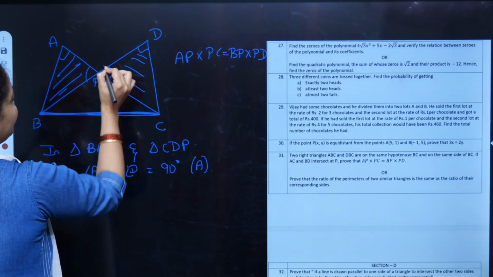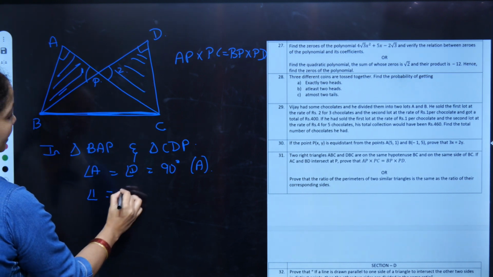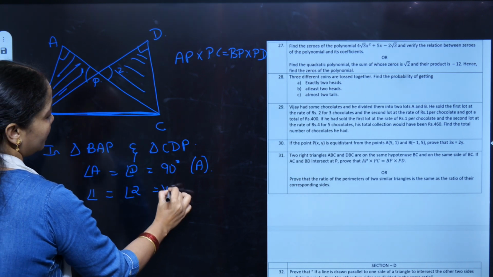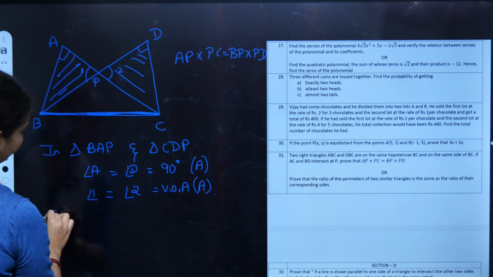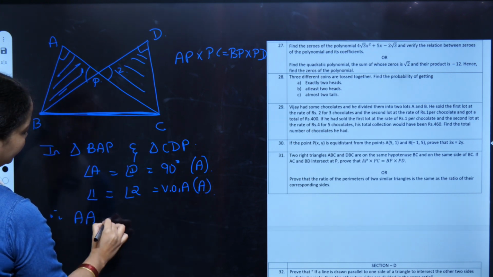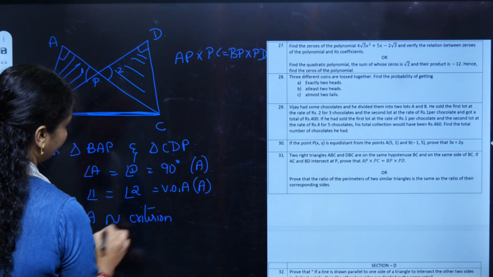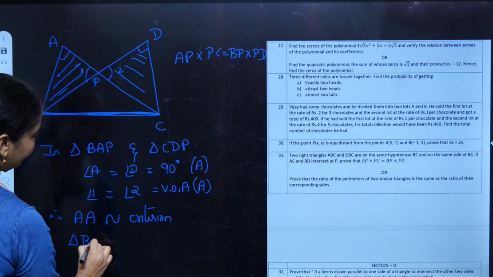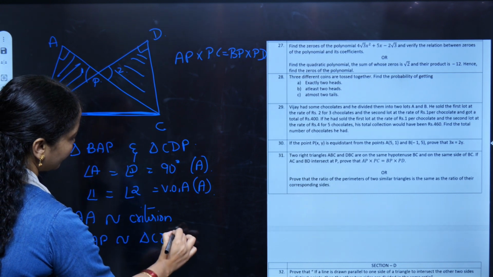And since P is the point of intersection, I can say angle 1 is equal to angle 2 marked in the figure. They are vertically opposite angles, giving me another angle. Therefore, by AA similarity criterion, these two triangles are similar. I can write triangle BAP is similar to triangle CDP.